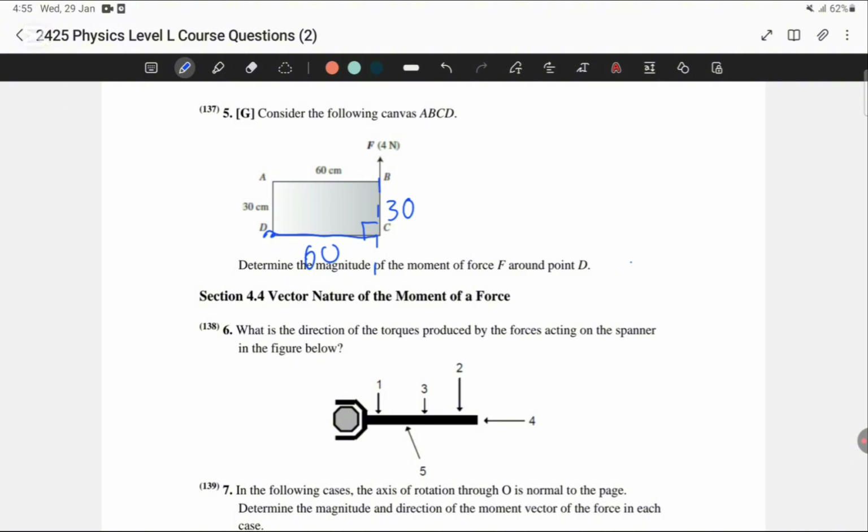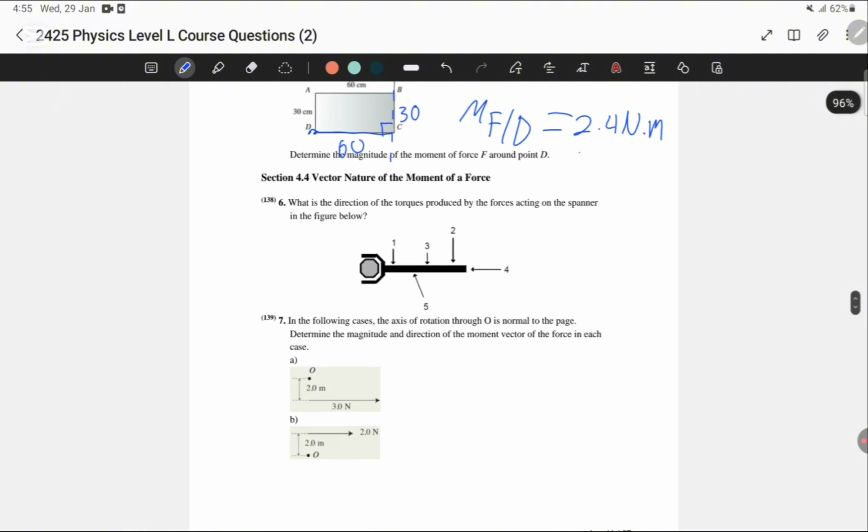So what you're going to do here, moment equals 4 newtons times 30 over 100. Or sorry, 60. I'm sorry, 60, because the distance between C and D is 60. So it's going to be 4 times 0.6. So the moment of force F on D is 2.4 newton meters. That's it. On to the next.